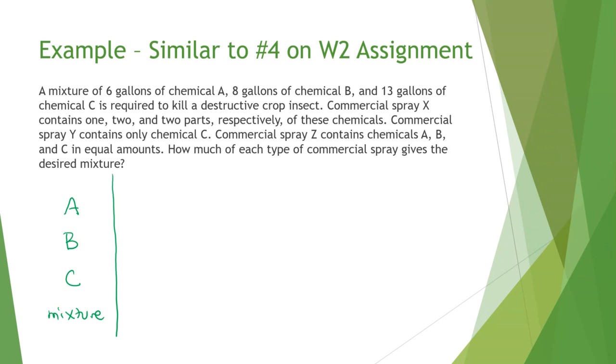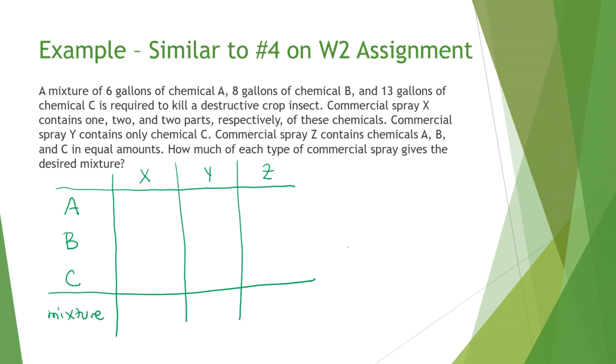Well, we know how much of A, but we don't know how much of X, Y, and Z are in each of those. So those are the unknowns. But we do know the parts that we are mixing together, or the percentage, because it tells us how many parts out of each of these. And so I'm going to put columns of X, Y, and Z. And these will give us our 3 equations, because if you have 3 variables, you're going to have 3 equations.